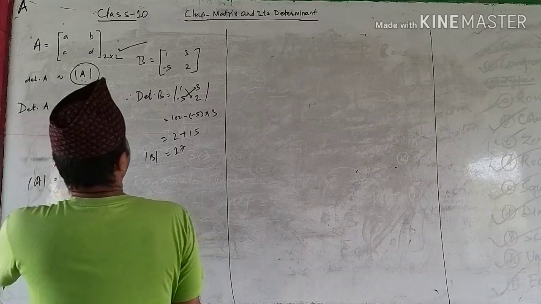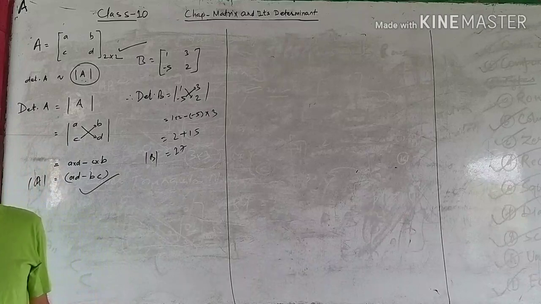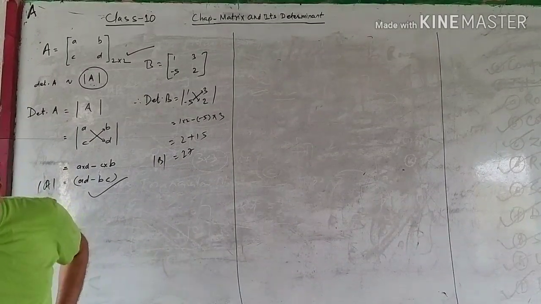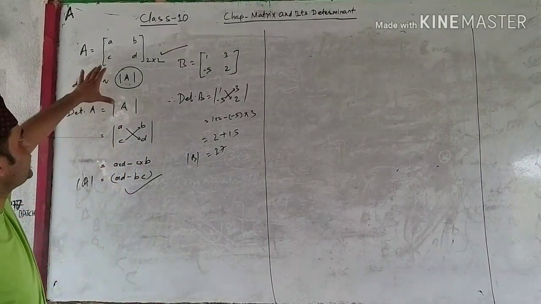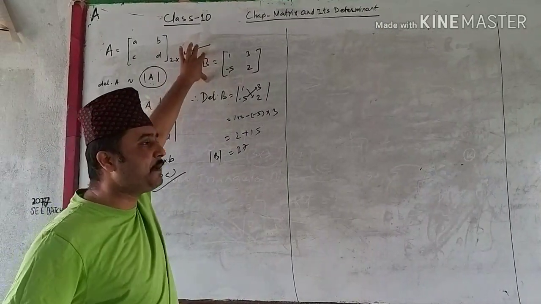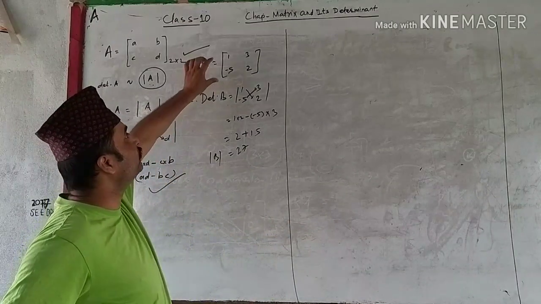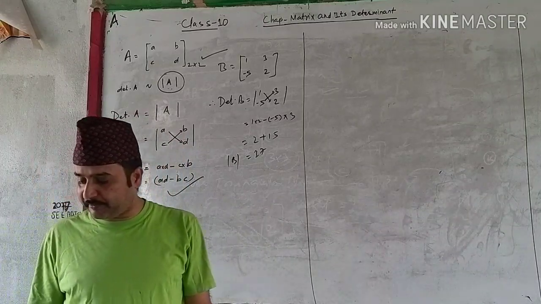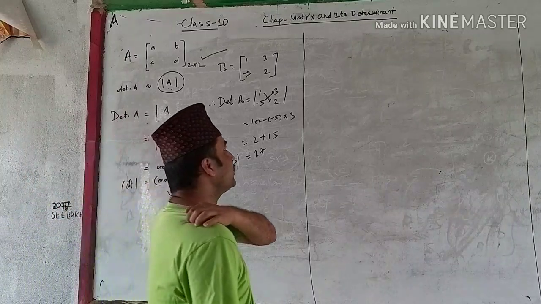Now let's read about the properties of determinants. The first property: the value of the determinant remains the same if the rows and columns are interchanged. Suppose you take any matrix and find its value. If you interchange the rows and columns, its value does not change.